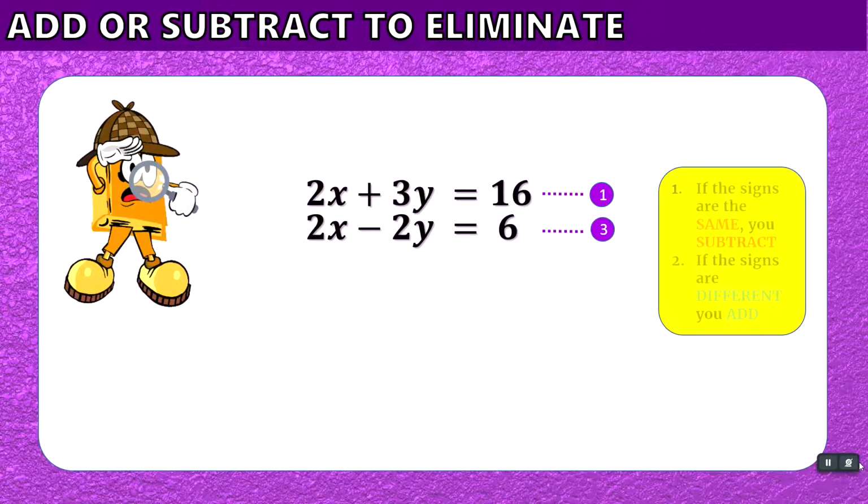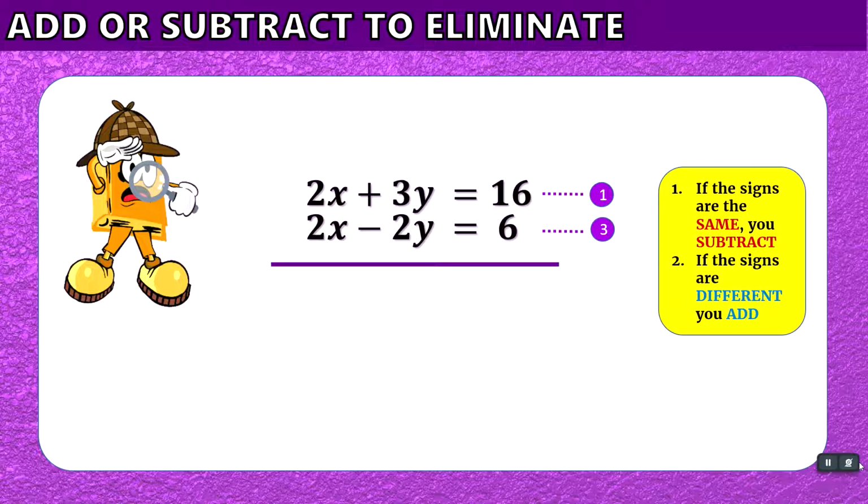So here are the equations again. And we follow the same rule. If the signs are the same, then you subtract. If the signs are different, you have to add. And so we look at the sign in front of the 2's. I don't see any sign, and so we know that they are both positive, which means they are the same. And when the signs are the same, we have to subtract. And so 2x take away 2x leaves us with 0.